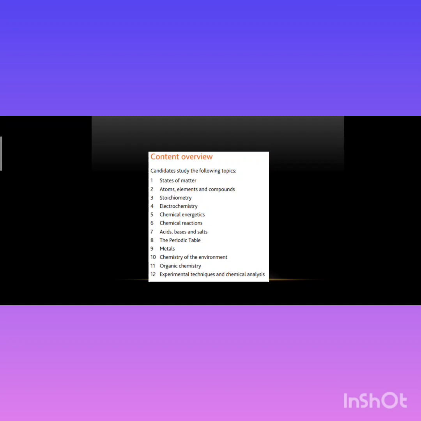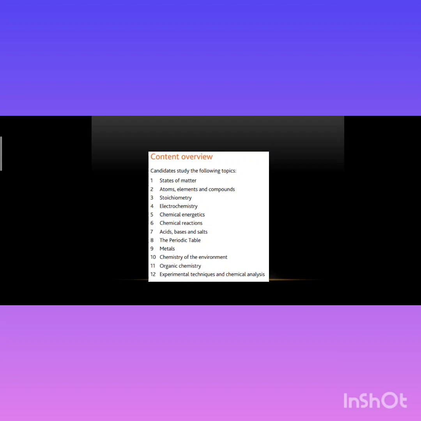Number 1 is states of matter. Then we have elements, compounds and atoms. Then the third chapter is stoichiometry, in which we have numerical problems. Then electrochemistry about current and electricity. Then chemical energetics is all about heat changes, energy changes. Then we have different types of chemical reactions. There are different interesting equations, balancing and so on.